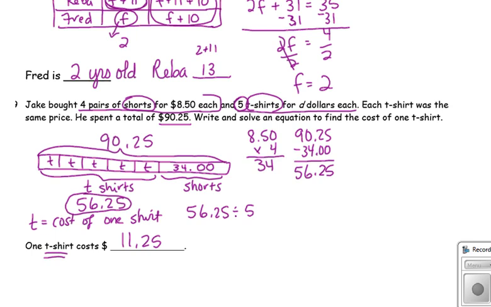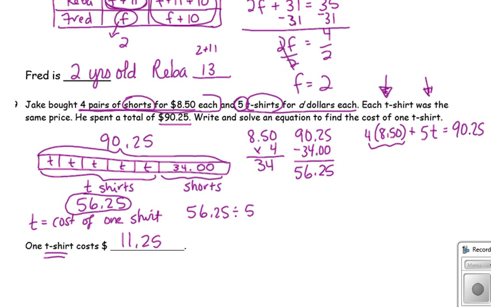Now let's go over how to write that problem using an equation. We have 4 pairs of shorts for $8.50, plus 5 t-shirts. That's 5 shirts times the variable T, where T represents the cost of one shirt. So this part of the problem is going to be the cost of the shorts, and this part of the problem is the cost of the t-shirts. Remember that 5 is the number of t-shirts, and T represents the cost of a t-shirt. And we know that the total is $90.25.